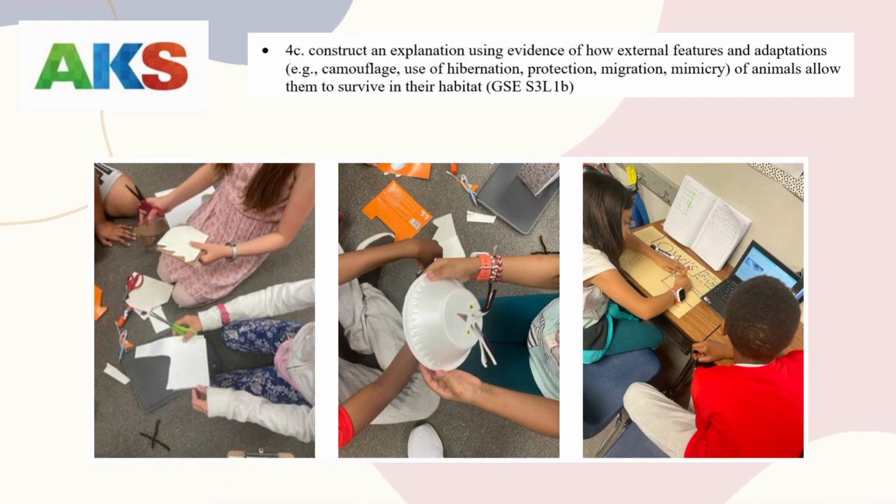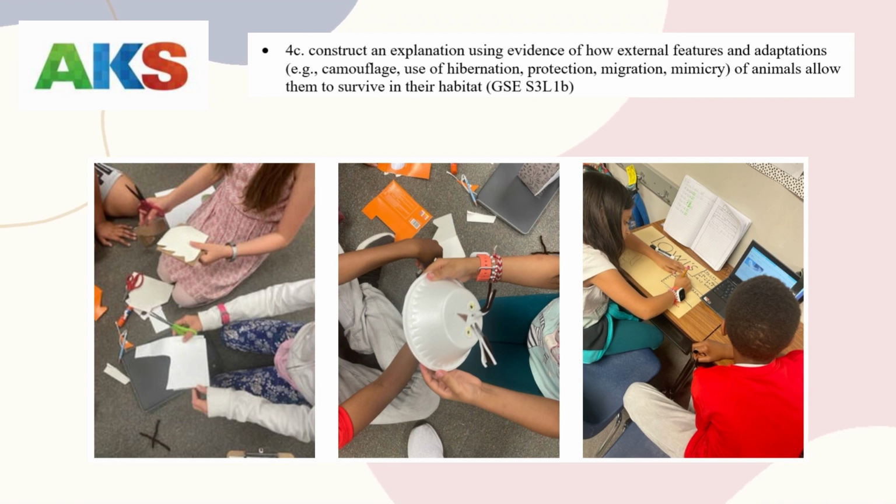Working in collaborative groups, students chose and researched an animal in a Georgia habitat and wrote a report detailing the adaptations that their animal had that allowed it to thrive. This aligned with Gwinnett County Public Schools Science AKS 4C, construct an explanation using evidence of how external features and adaptations of animals allow them to survive in their habitat.